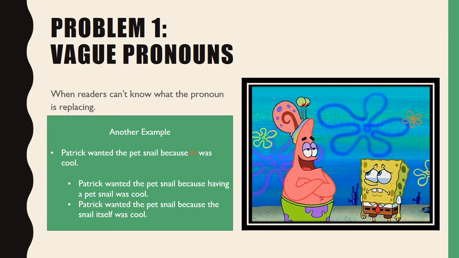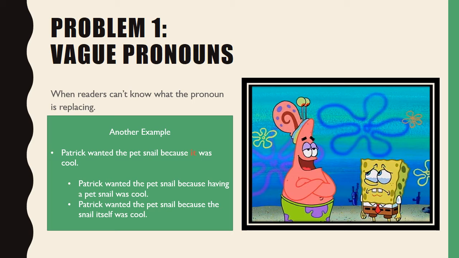The better way to do it is to either rewrite the sentence the way that the bullet points are below: Patrick wanted the pet snail because having a pet snail was cool, or Patrick wanted the pet snail because the snail itself was cool. But both of those are kind of awkward phrasing, so we could take this as an opportunity to write a better sentence still without a pronoun.